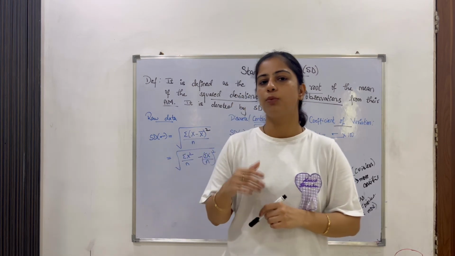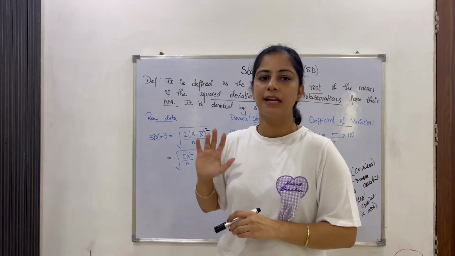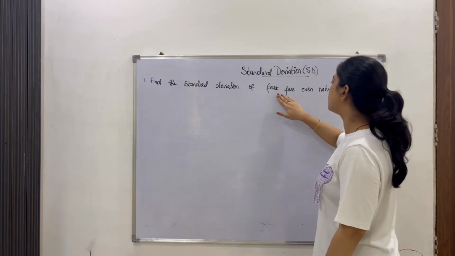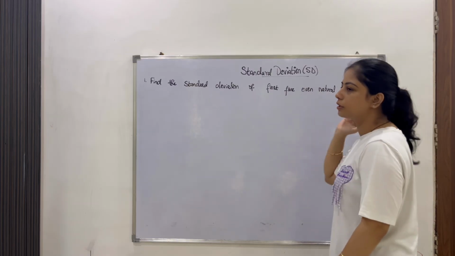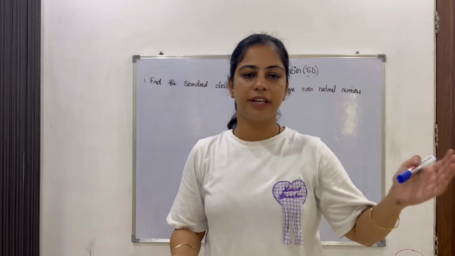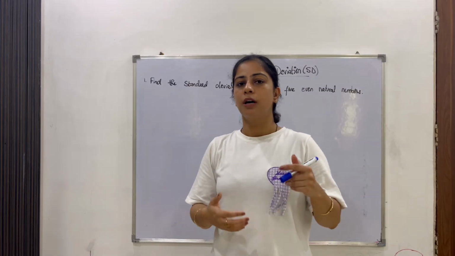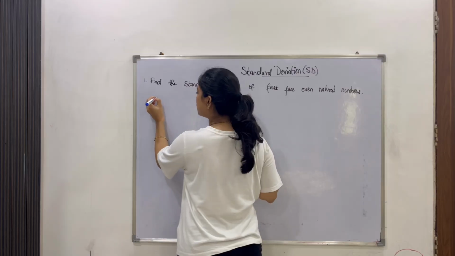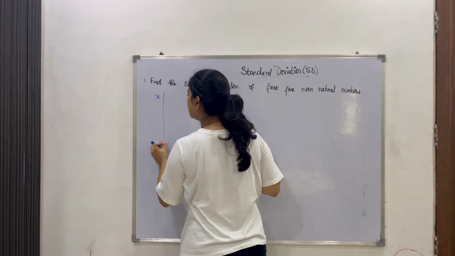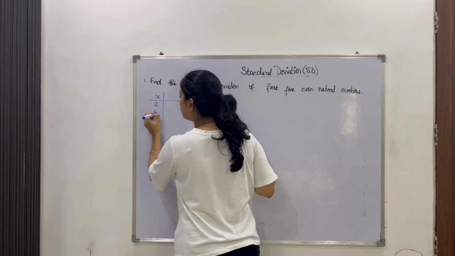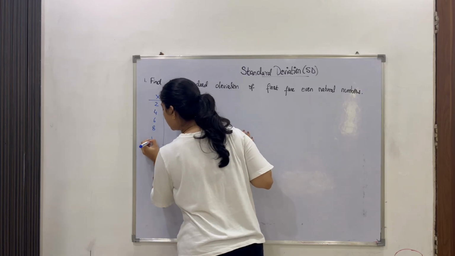So now let's see what the different problems based on standard deviation are. Let's look at the first question. Find the standard deviation of the first 5 even natural numbers. First of all, you need to know what natural numbers are, which start from 1, 2, 3 and so on. But they're asking us to consider even natural numbers. So the values we will be taking for x will start from 2, because these are even numbers: 2, 4, 6, 8 and 10.